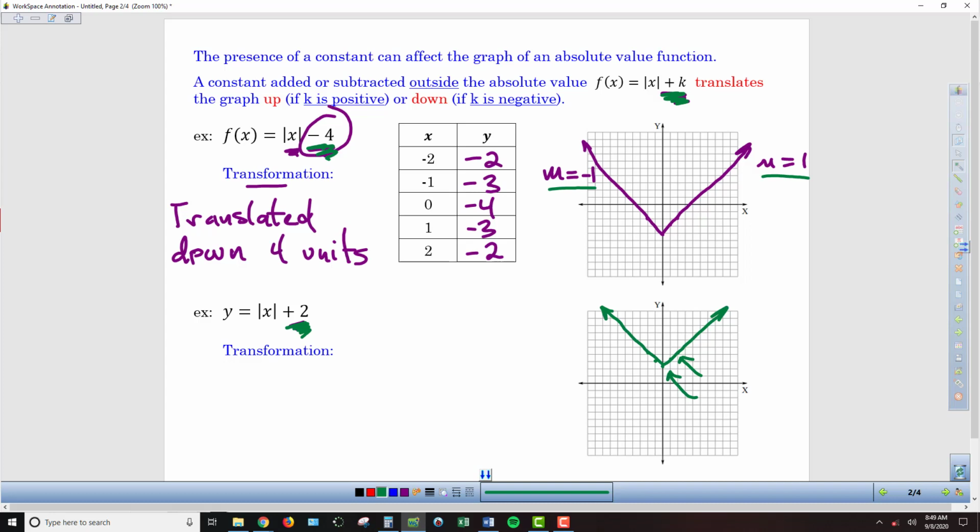So as long as that number is positive, the graph is going to move up. As long as that number is negative, the graph is going to move down. And so in this case, we can say that the graph was translated up 2 units.